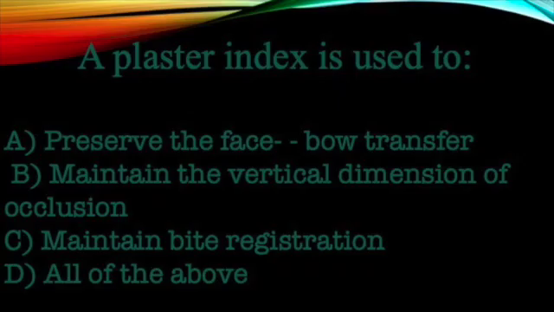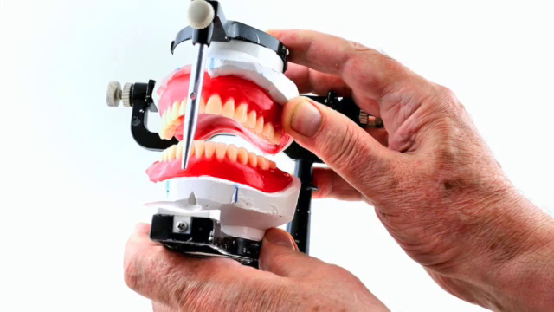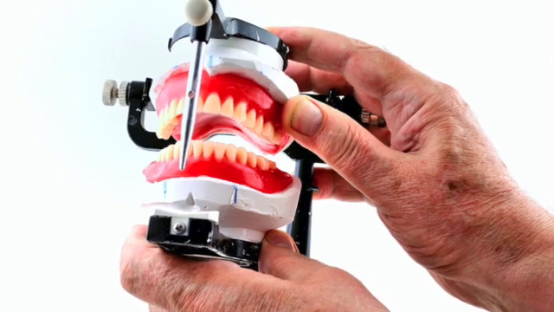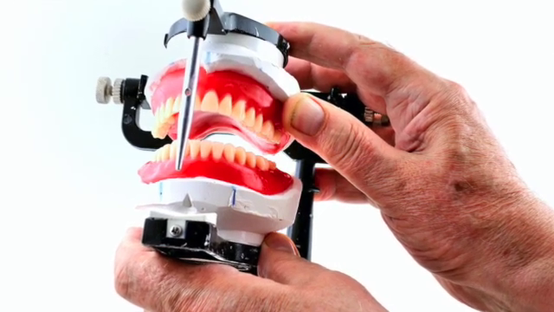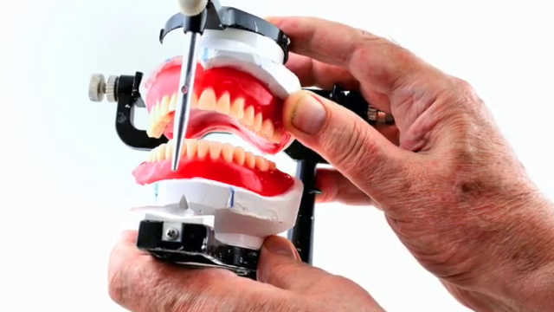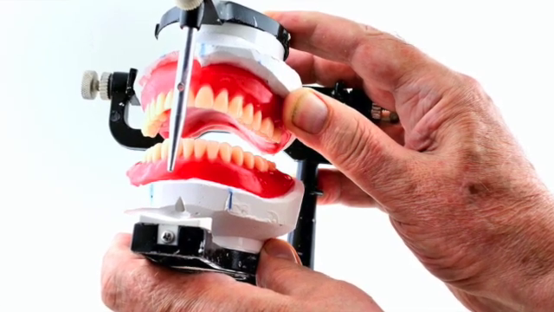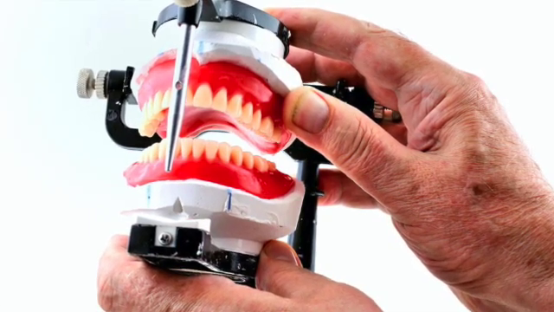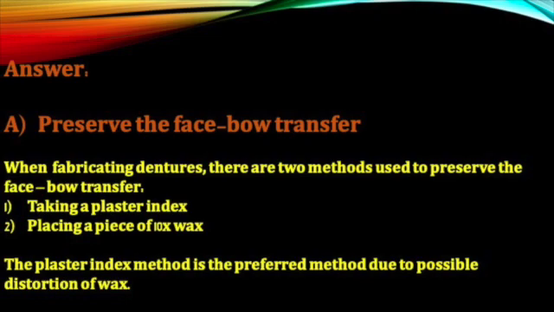Now the next question is, a plaster index is used to preserve the face bow transfer, maintain the vertical dimension of occlusion, maintain the bite registration, and the next is all of the above. The purpose of the face bow is to register the relationship of the patient's maxillary arch on three planes of space and transfer this information into an articulator that can be adjusted to simulate the patient's jaw movement. The answer to this is preserve the face bow transfer.